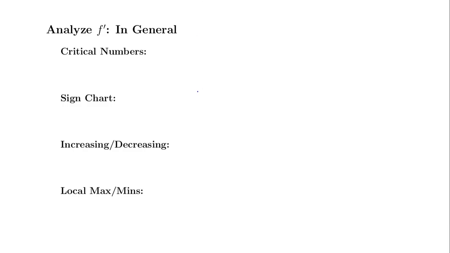So we're going to analyze our first derivative. And in general, these are the things that we're looking for. We're looking for critical numbers. Now, we're really looking for values where the derivative is equal to 0, or f prime of x doesn't exist. And we're going to have to check with the domain.